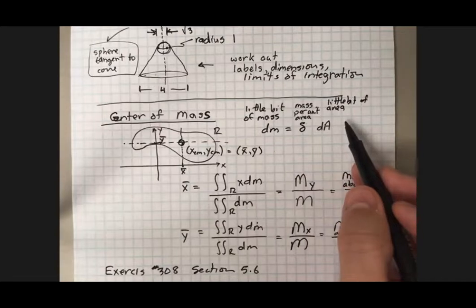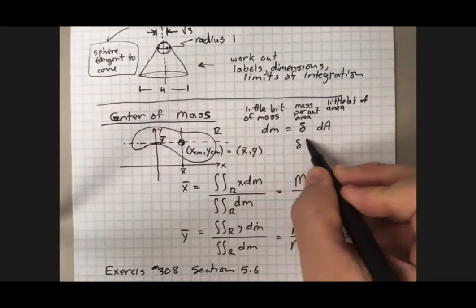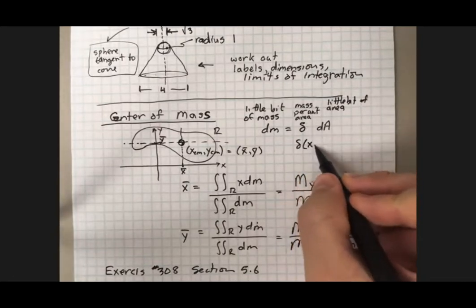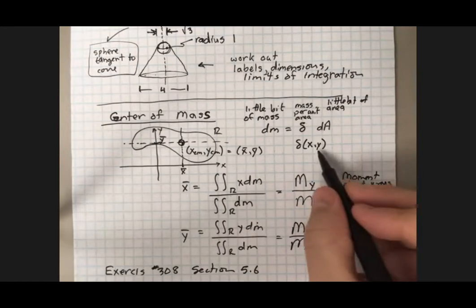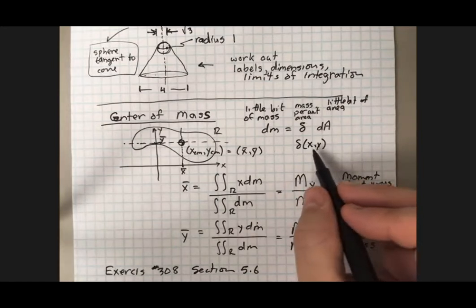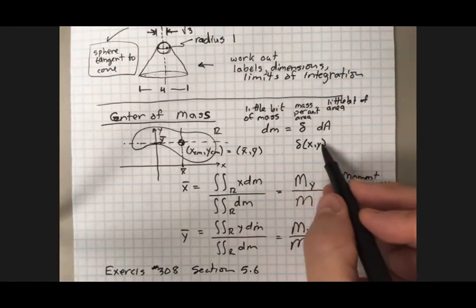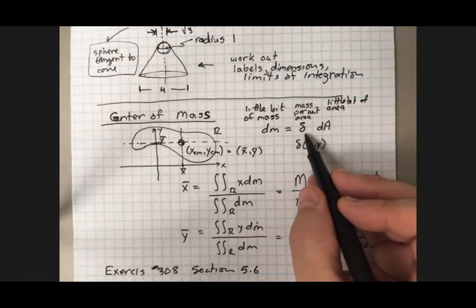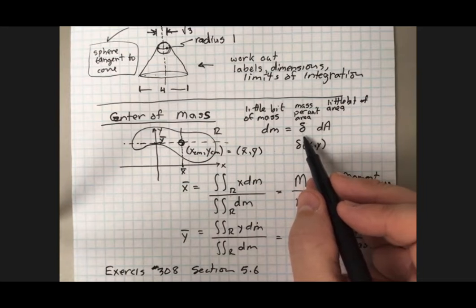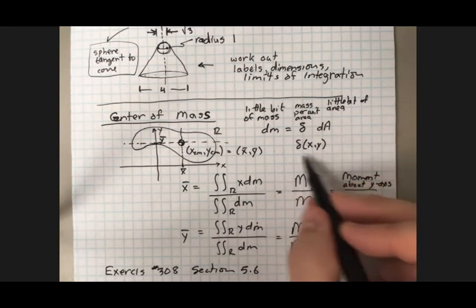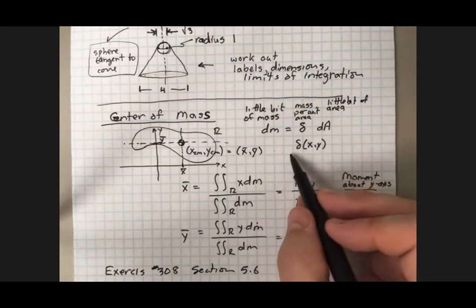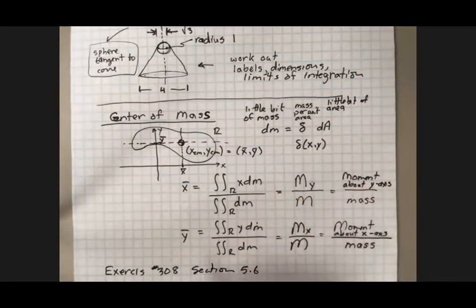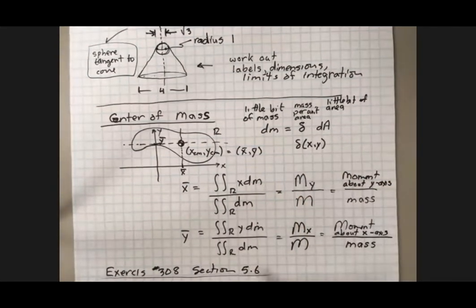I scrawled that a little too small, but the little bit of mass is equal to the density times the little bit of area. Density here could be constant, or it could be a function that depends on x and y. We'll do an example with a function that depends on x and y. And the other thing I want to say is people frequently use rho for density, but I don't want to use that right now because of our using rho in spherical coordinates. So I don't know if I'm terribly consistent about this in my handouts and sample problems, but we're going to use delta. So here we go.